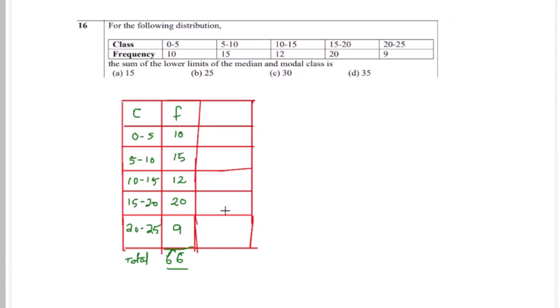Now the next question is from statistics. Here we are given a table. Class 0 to 5, 5 to 10, 10 to 15, 15 to 20, and 20 to 25 given. Frequency also given there. The question is the sum of the lower limit of the median and modal class. So we have to find out what the median class and modal class are.